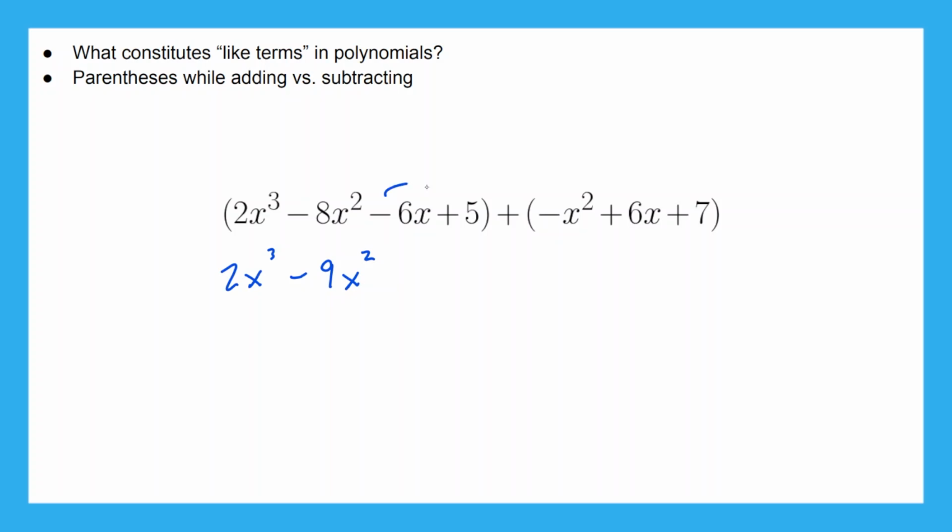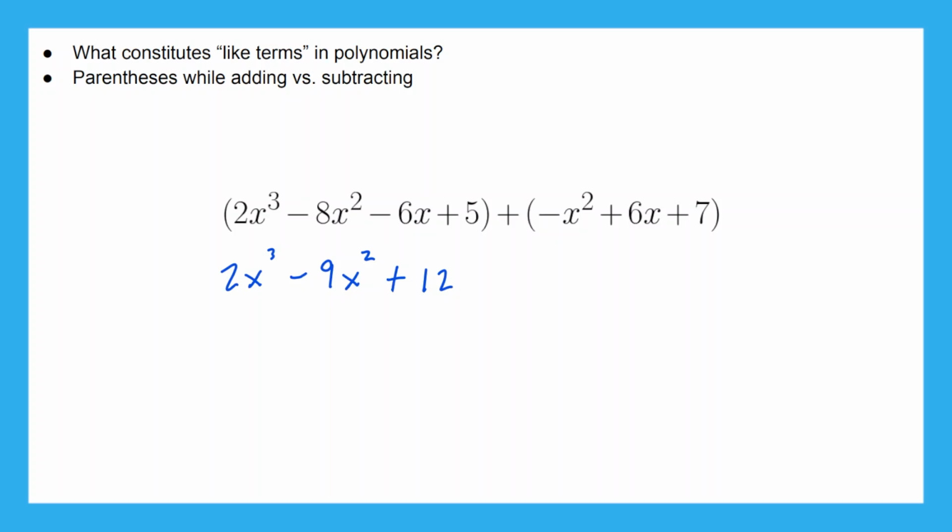Now we have a negative 6x and a positive 6x. So that's like saying negative 6 plus 6, which is 0. So plus 0x, but 0 times x is 0, so we don't need to write that. And lastly, we have a 5 and a 7. So we have 2x to the power of 3 minus 9x squared plus 5 plus 7 is 12.